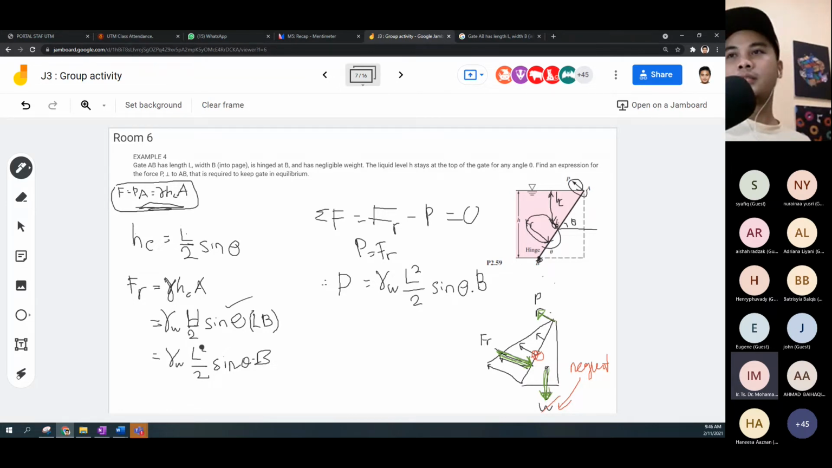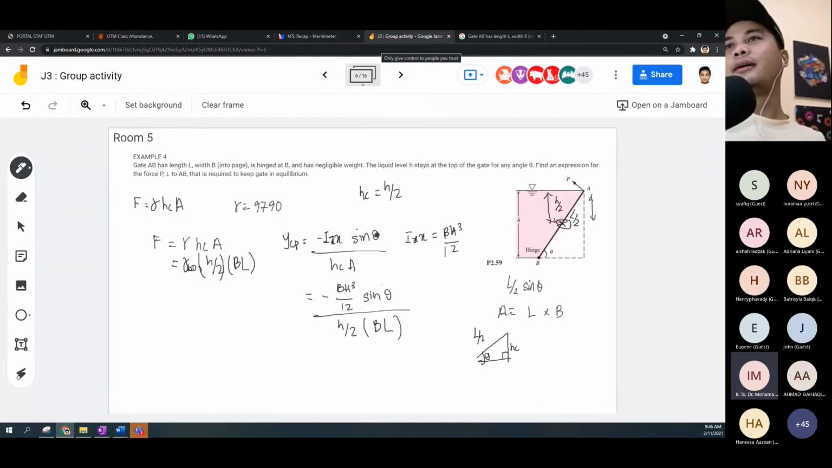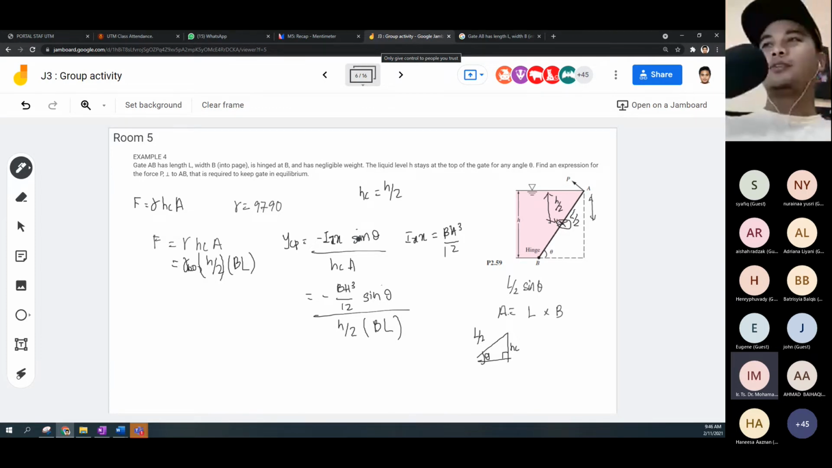Then we just substitute into this. This one needs to be corrected, yes, LB. And then this is okay, and this is wrong, basically. This one I will guide you later on. Okay, room 5, I think okay. Volunteer, room 5. Please, volunteer, room 5. I think the first part is okay.